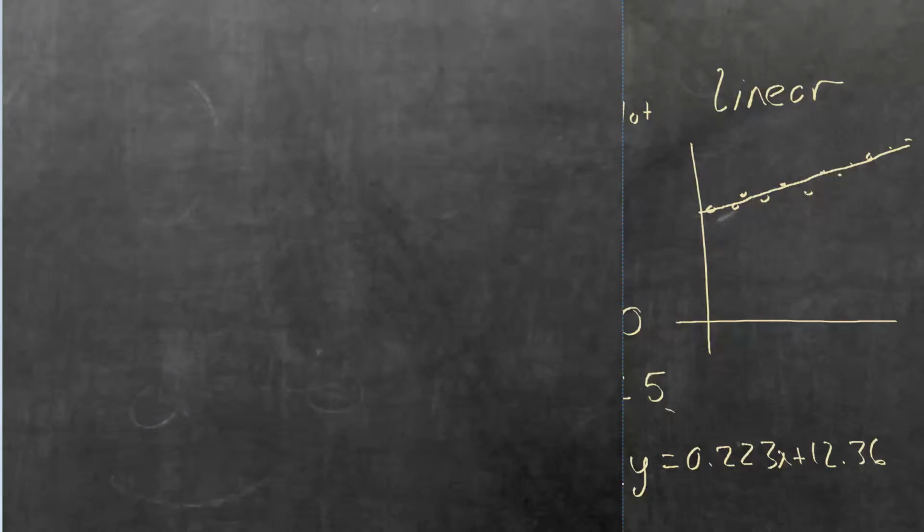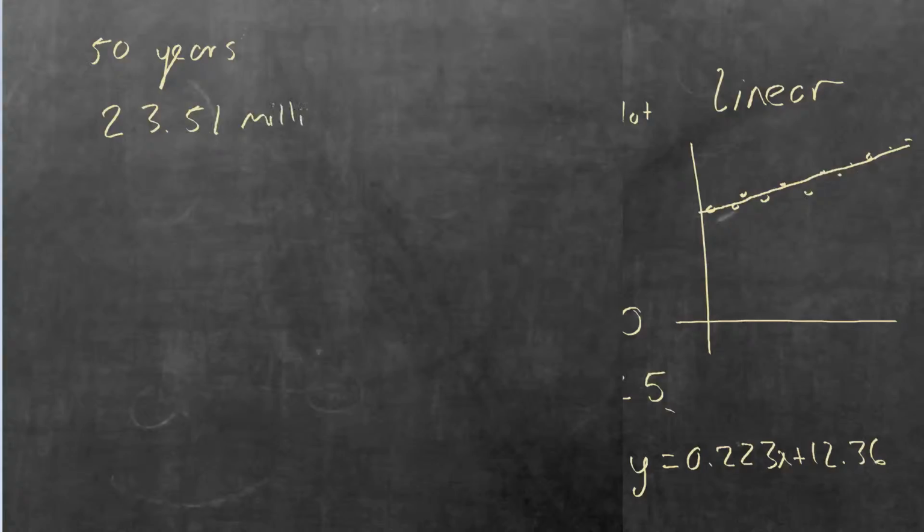So let's answer some questions. B says, if the population growth of Australia continues in this pattern, what will they expect in 2020? Well, 2020 would be 50 years after. So if I just put in 50 for x, so I can calculate the value at 50, we should figure out that 50 years later, 2020, they should estimate a population of 23.51 million.